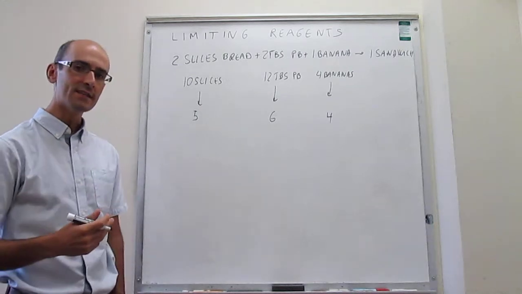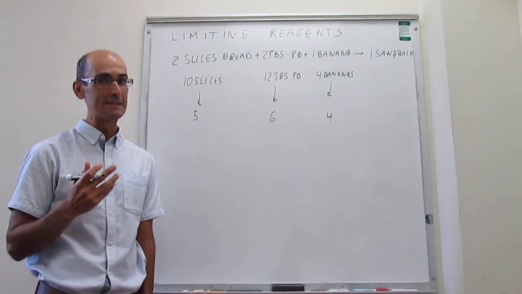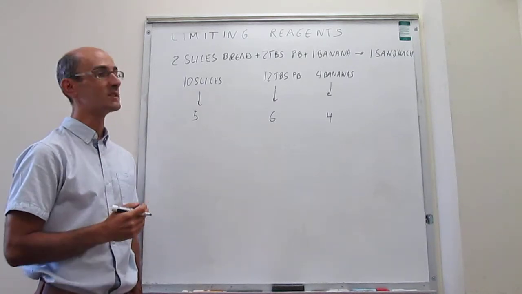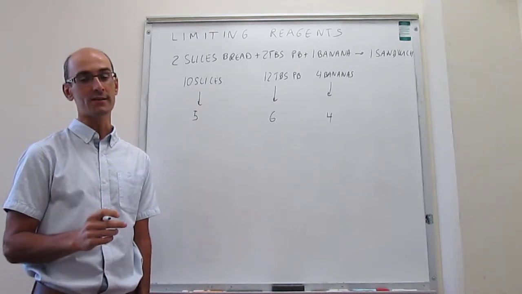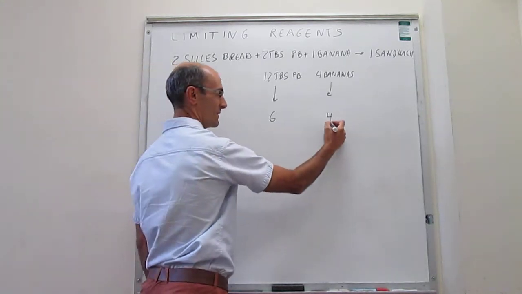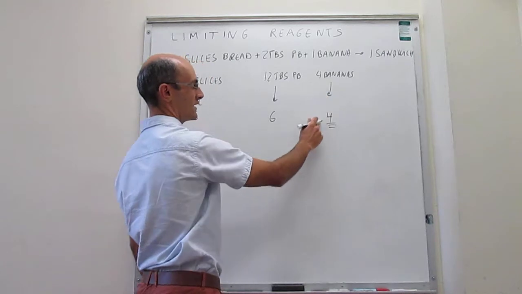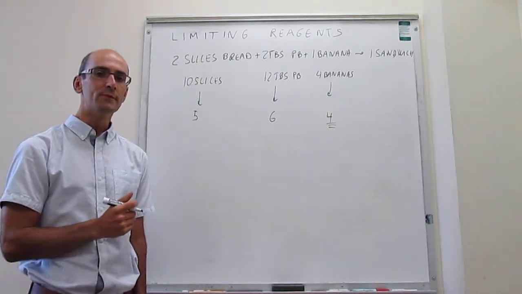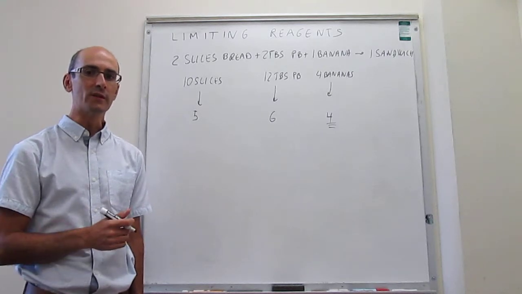What this means is that bananas in this case is the limiting reagent. It doesn't matter how much bread you have. It doesn't matter how much peanut butter you have. Because bananas are limiting, you will only be able to generate as many sandwiches as the bananas dictate. In this case, it's going to be 4. Now, this goofy example is quite illustrative of what limiting reagents are.